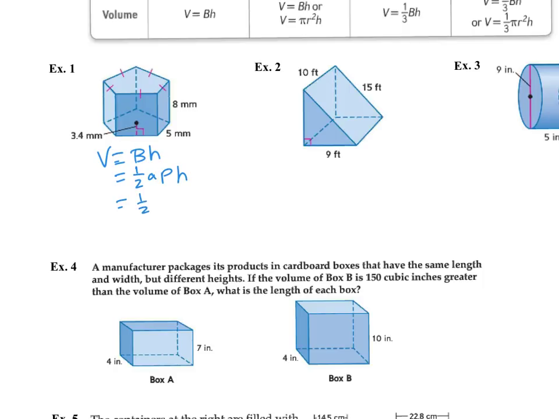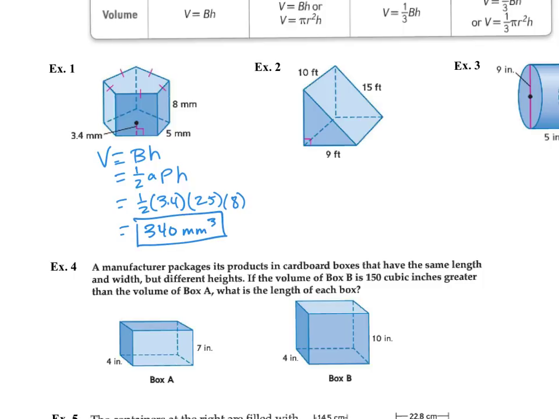So that would be 1/2 times the apothem we're given is 3.4. Glad we didn't have to figure that out. And then the perimeter, it's a pentagon with each side that measures 5, so that's going to be 25 for the perimeter. And then the height, which is the distance from one base to another, is 8. All right, so a little bit of multiplication. Your final answer is going to be 340, and don't forget those units. This is going to be in millimeters cubed.